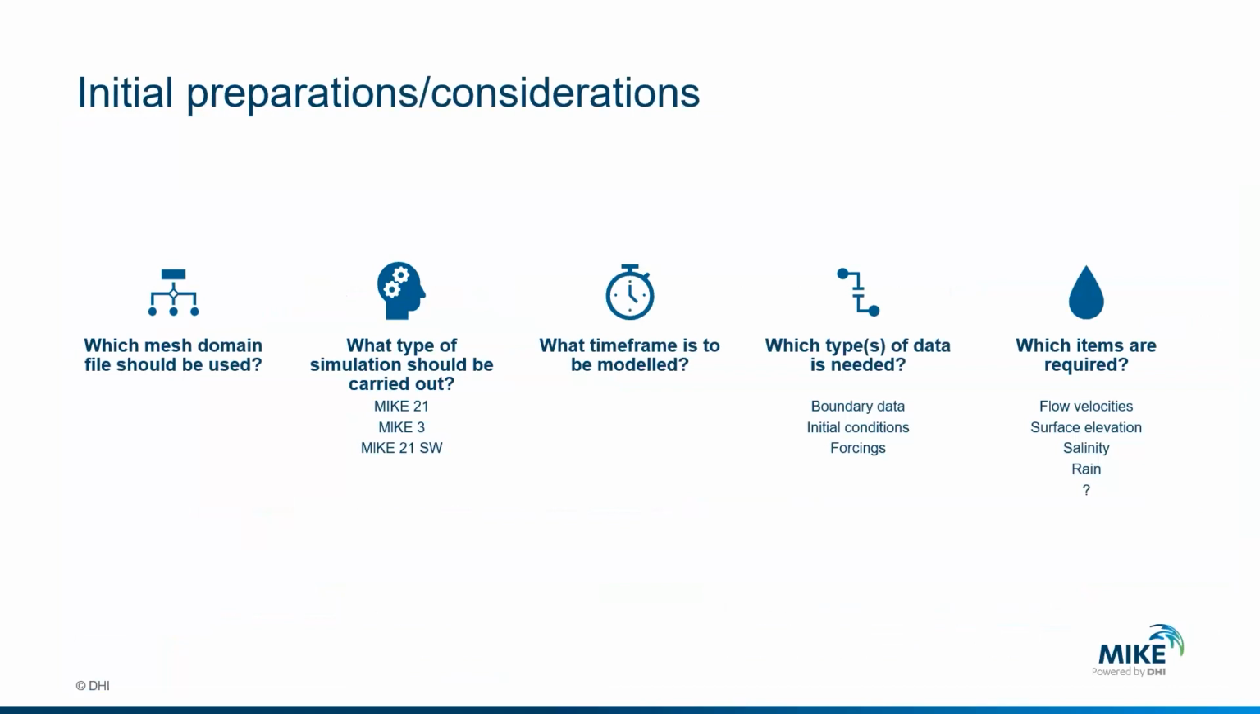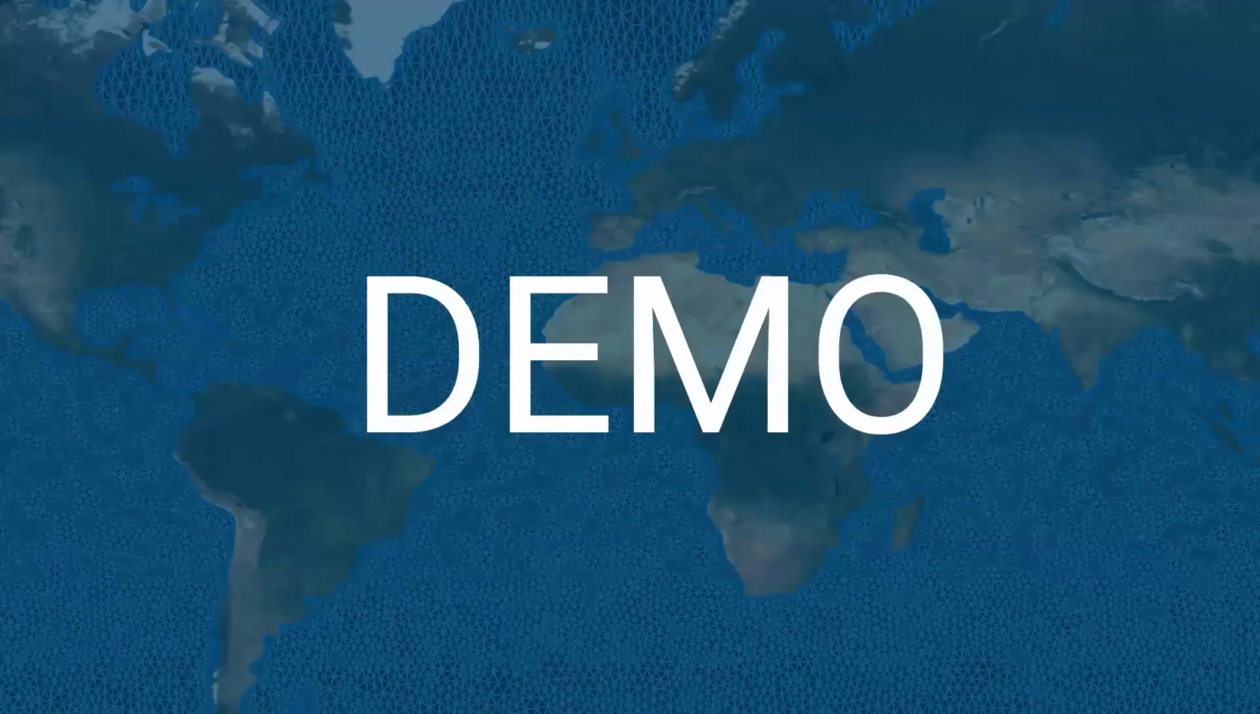So before I hand over to Niels for a demonstration, we obviously need to prepare for use of Data Link, and the first thing we need is a mesh. Then we need to obviously know which type of simulation we're undertaking. We need to know a simulation period and what we're modeling, what type of data is needed, and then which items are required for extraction. So without further ado, I will hand you over to Niels Riegels.